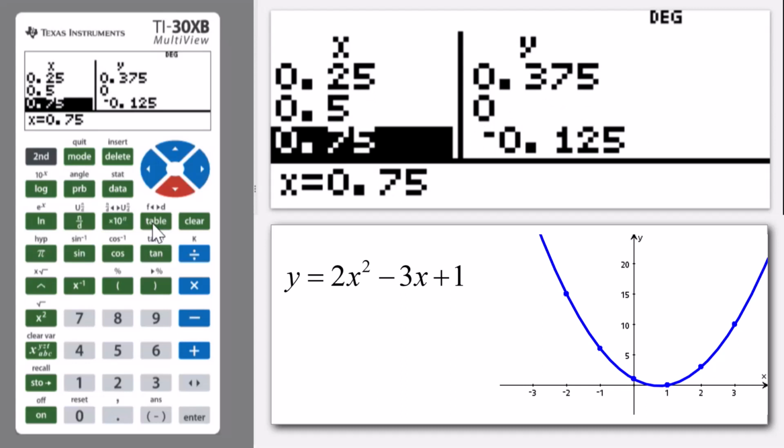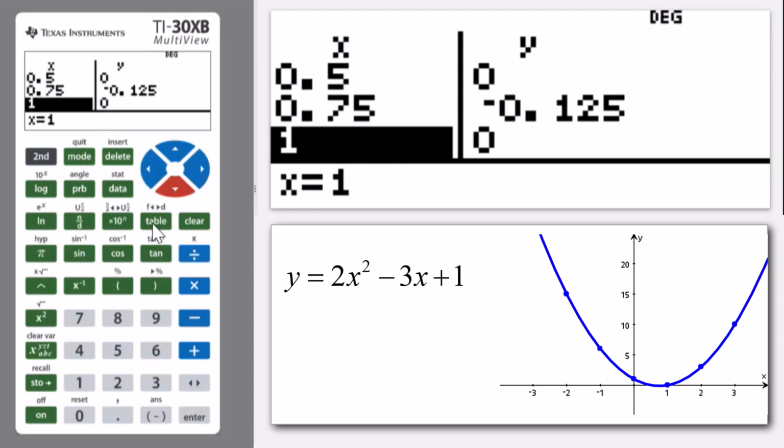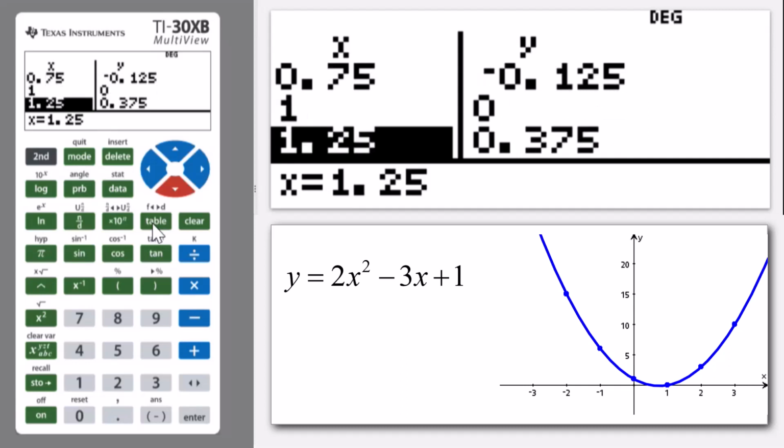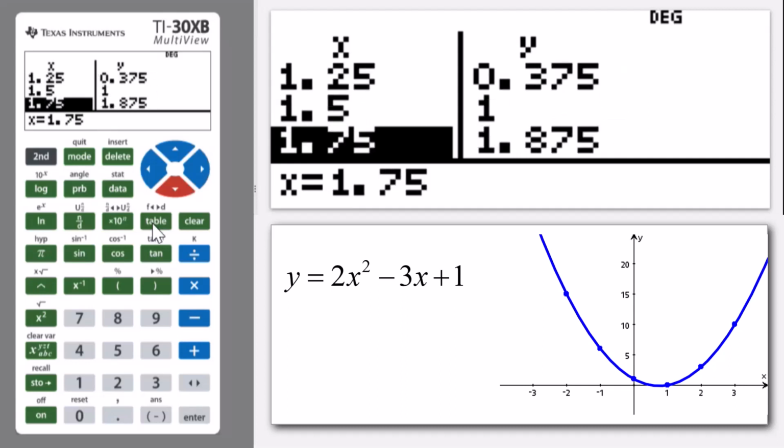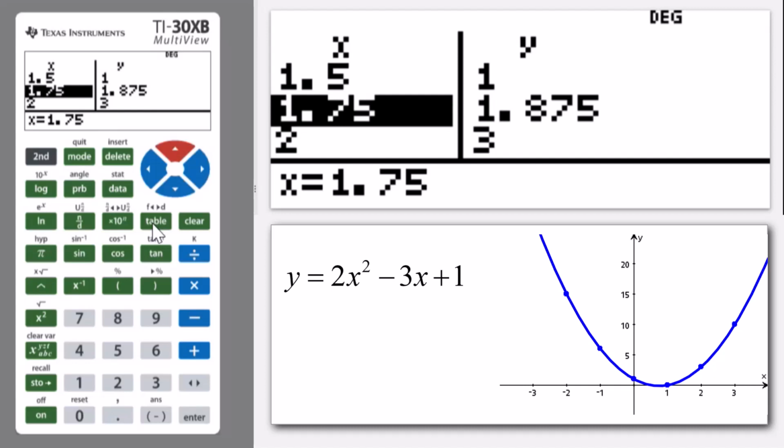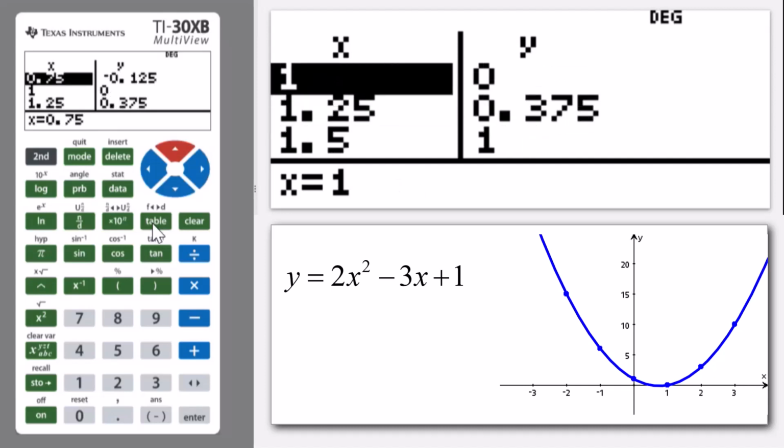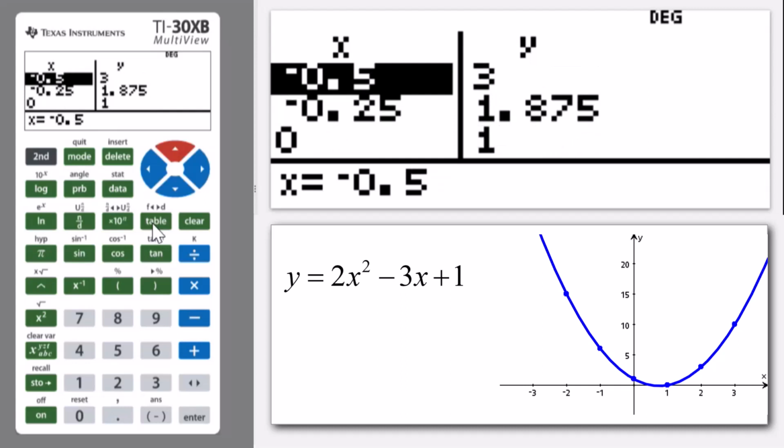lowest point on the graph. X equals 0.75, y equals negative 0.125. If I go on to x equals 1, we get back to that other x-intercept. And we can see our values increase again that direction. And if I go up through the list, we see that increase again.